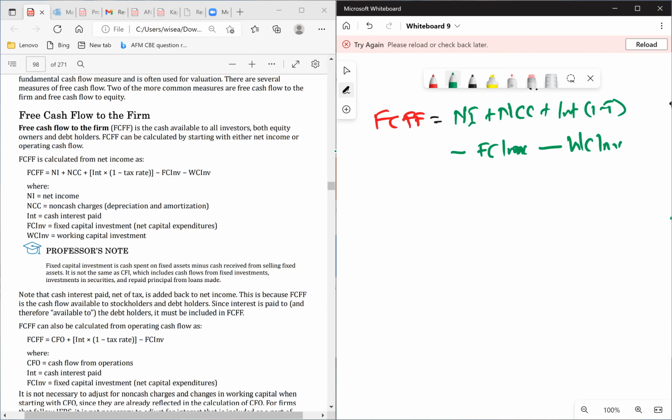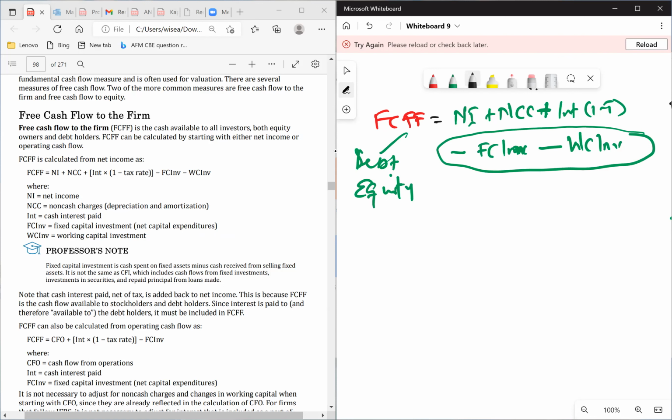So if we take the net income, we add back the non-cash charges, and then because you are determining the free cash flow to firm, which is cash flow available to both debt investors and equity investors, any payment to our debt investors should be added back. That is why we are adding the interest adjusted for tax. Then we take out the investments needed to keep the company afloat. The fixed capital has to do with property, plant, and equipment that the company needs to invest in. And then working capital has to do with investment in the current aspect of the balance sheet, which is the current assets and liabilities, to keep the company afloat.